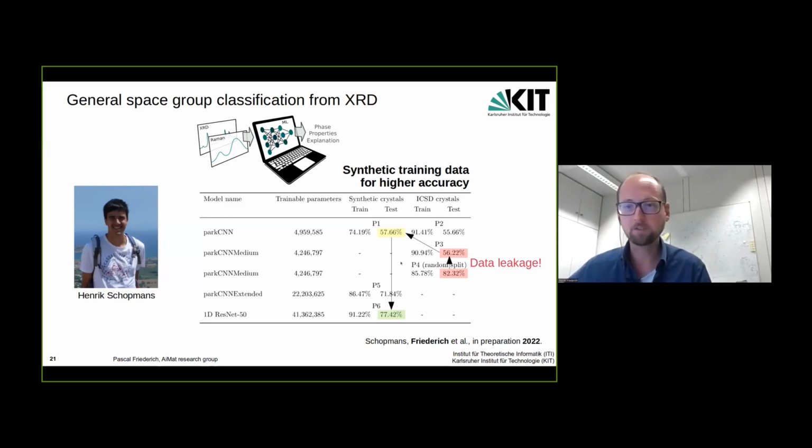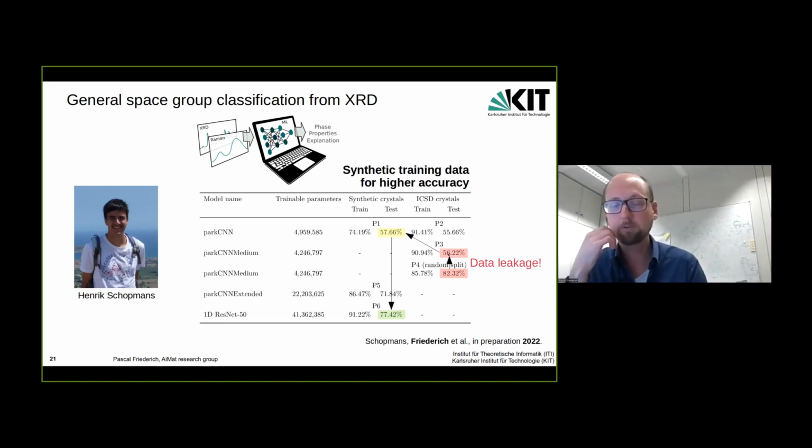What we first saw is that there's some data leakage. The researchers reported roughly 82% accuracy in that task, but we saw that if you just randomly split the ICSD data set into training and test data, then you might end up with data leakage, because very similar crystals might end up both on the training and on the validation side. So if we make a more rigid, more challenging split, we end up with the same model only achieving 56% accuracy. And then we thought, how can we improve that?